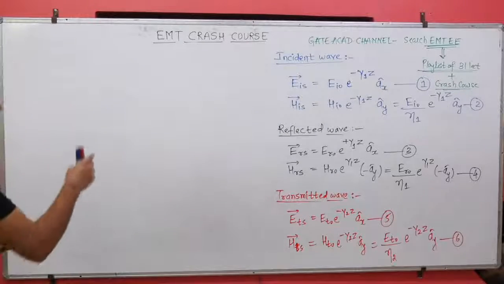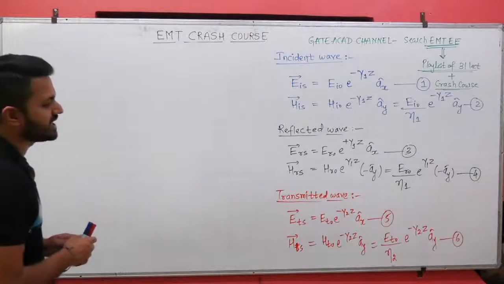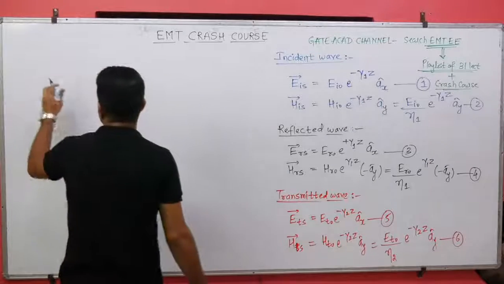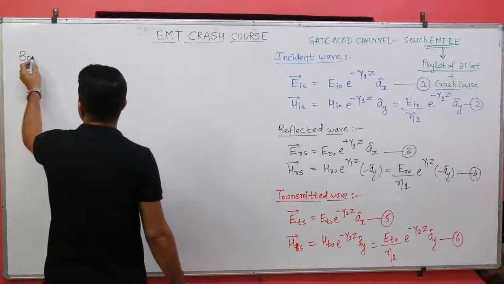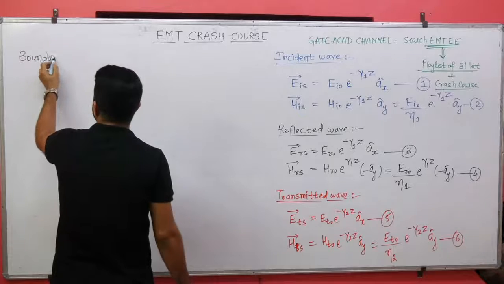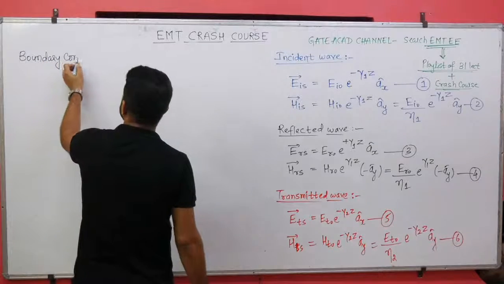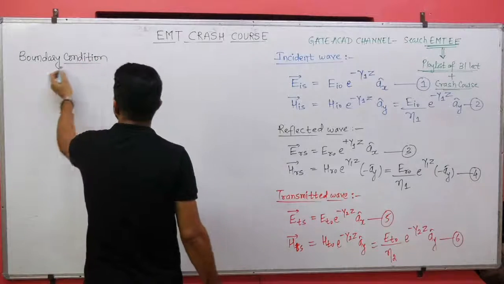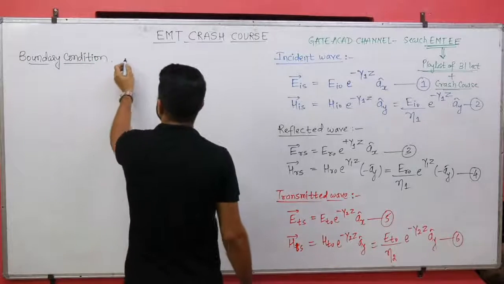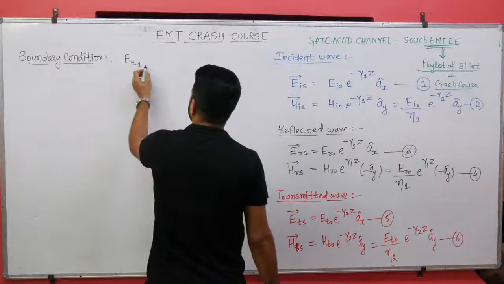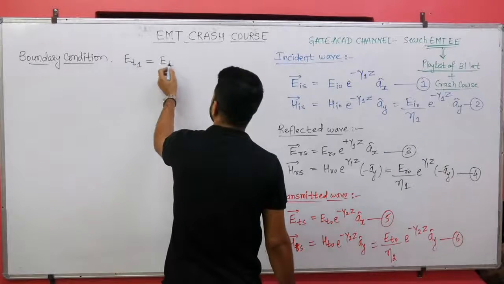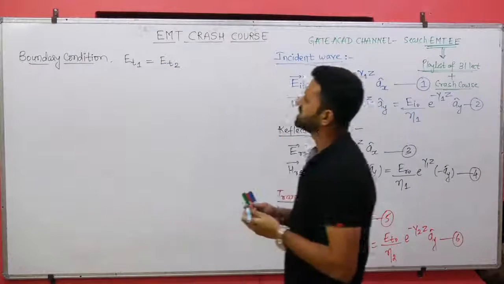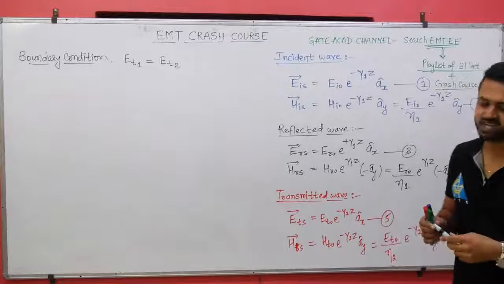Okay, now after this sixth equation, we will apply the boundary condition. The boundary condition says that the tangential component of electric field in medium 1 is equal to the tangential component of electric field in medium 2.